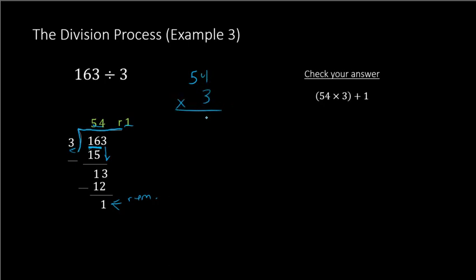4 times 3 is 12. So we take the 2, carry the 1. 3 times 5 is 15, plus the 1 is 16. So what we have is 162 plus the 1 is 163. So notice that is the exact same number that we had right here. So that confirms that our solution was correct. 54 remainder 1 is the solution.